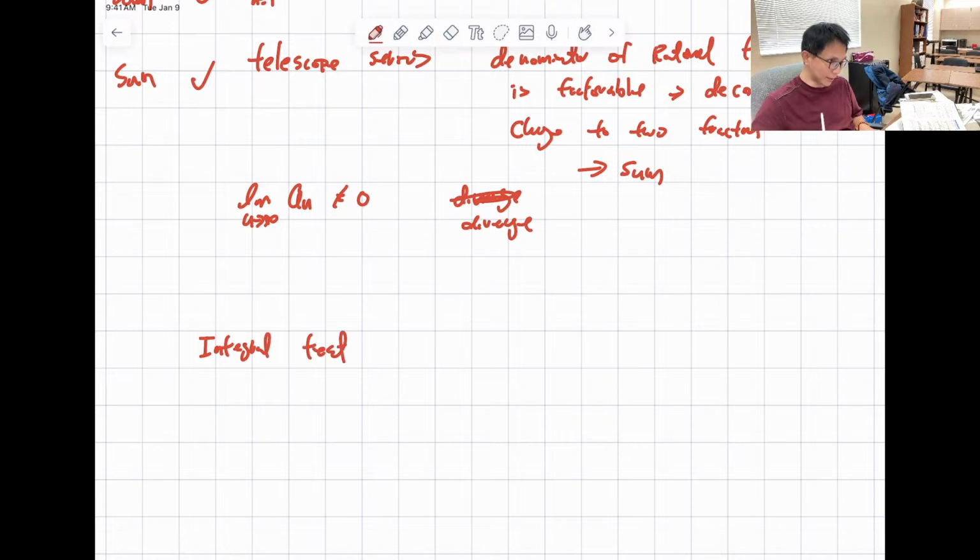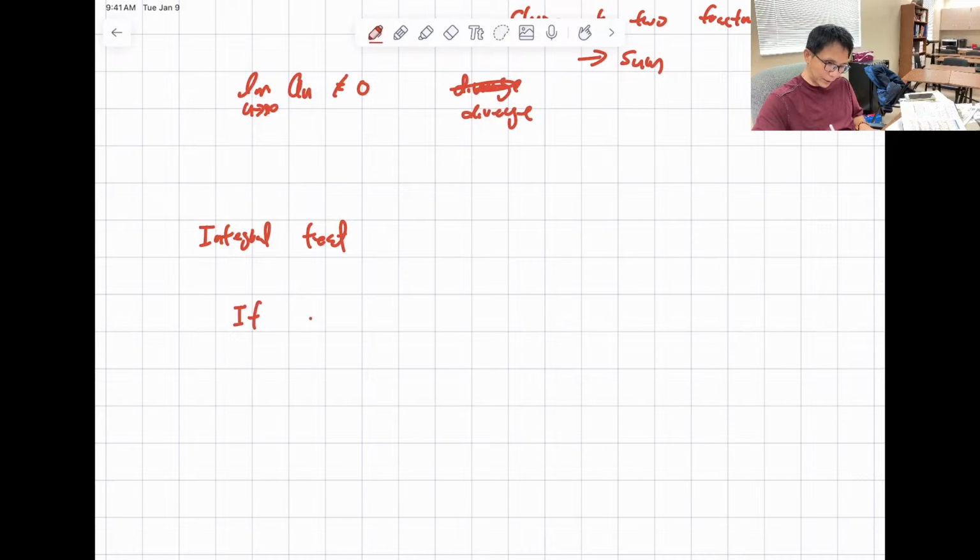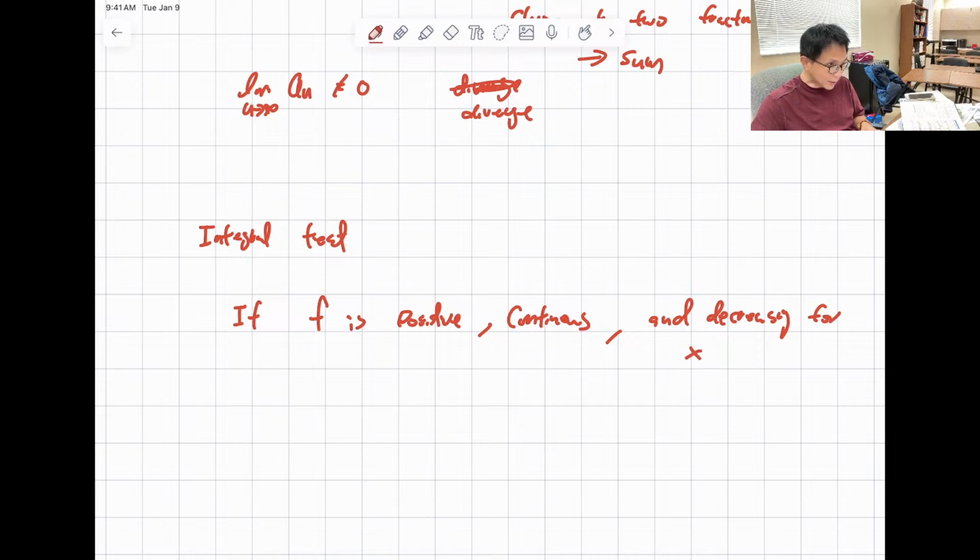For the integral test, if f is positive and continuous and decreasing. So it has a lot of pre-existing conditions. It says you have the condition for x greater than 1 and a_n is equal to f of n.